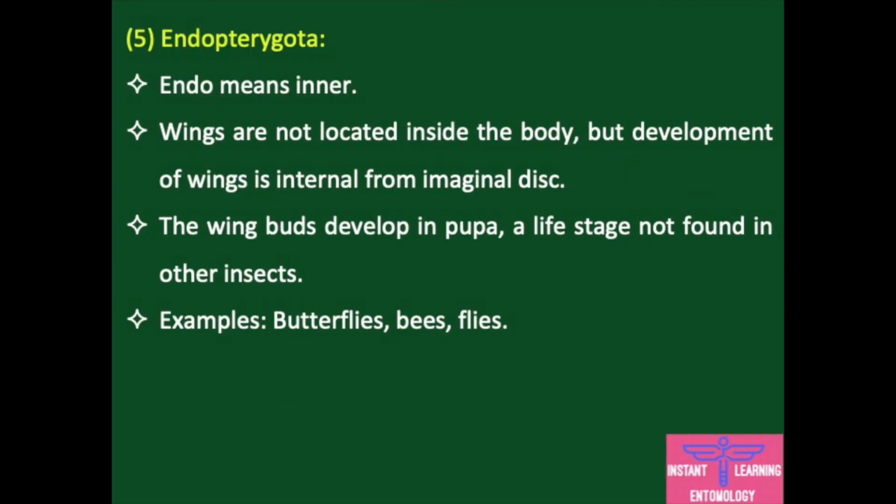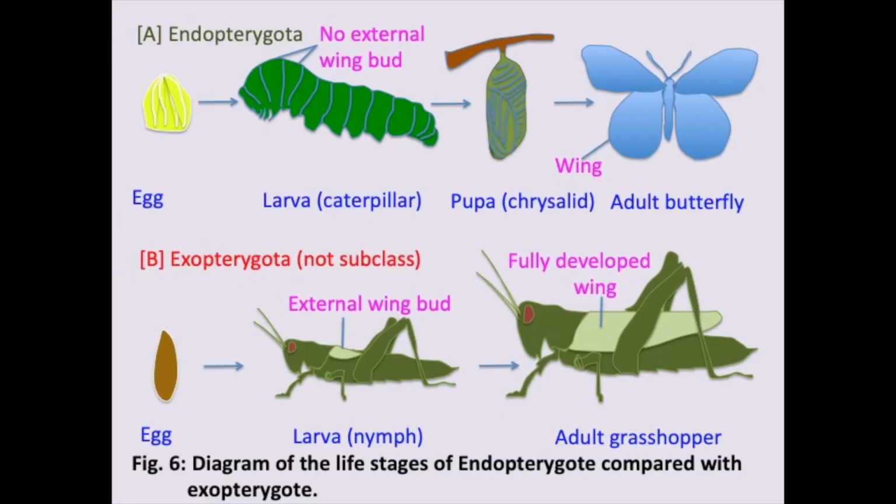Endopterygota. Endo means inner. Wings are not located inside the body, but the development of wings is internal, from the imaginal discs. The wing buds develop in the pupa, a life stage not found in other insects. Examples: butterflies, bees, flies. The Polyneoptera and Paraneoptera are exopterygote.